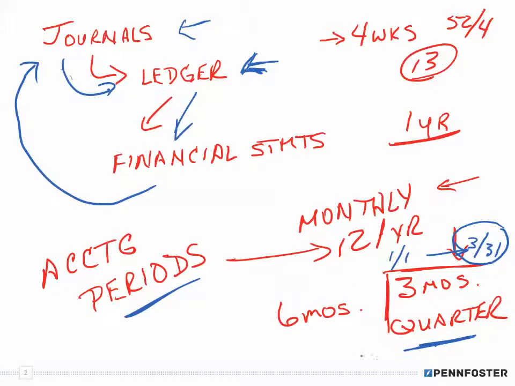Then on April 1st, which is the next accounting period, you're going to start again using the balances from 3/31, and that'll take you through June 30th, when you're going to create a new set of financial statements and start a new accounting period. So with the accounting period, you always have to keep in the back of your mind what you're doing with the accounting periods and what you're looking at.